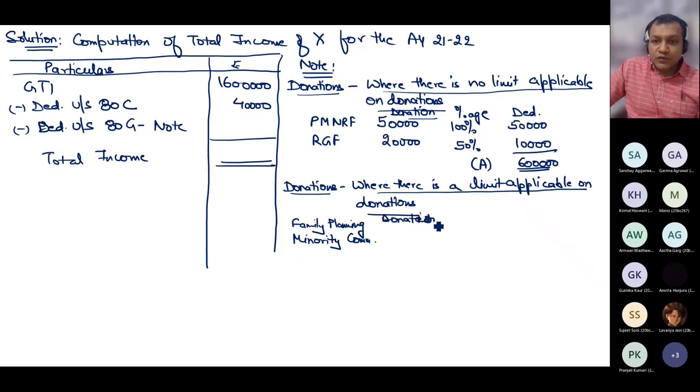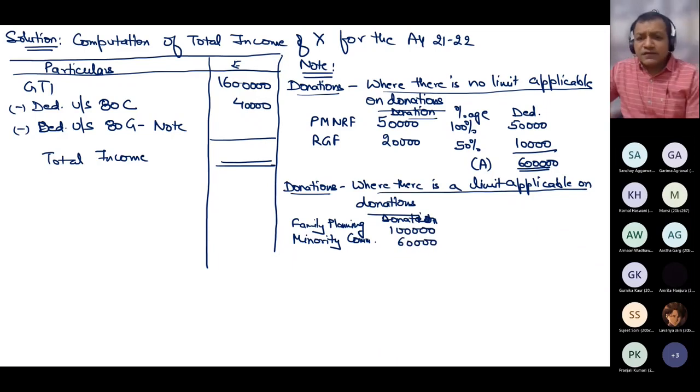Amount of donation: 1 lakh. How much is towards minority community? 60,000. Now you tell me, can I multiply it by 50%? Hurry up, can I multiply it by 50%? The answer is no. I cannot multiply it. I need to first do the total of category 2. How much is the total?